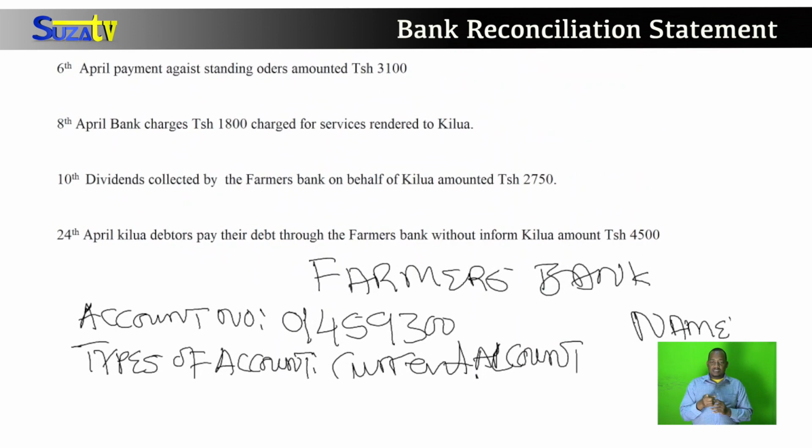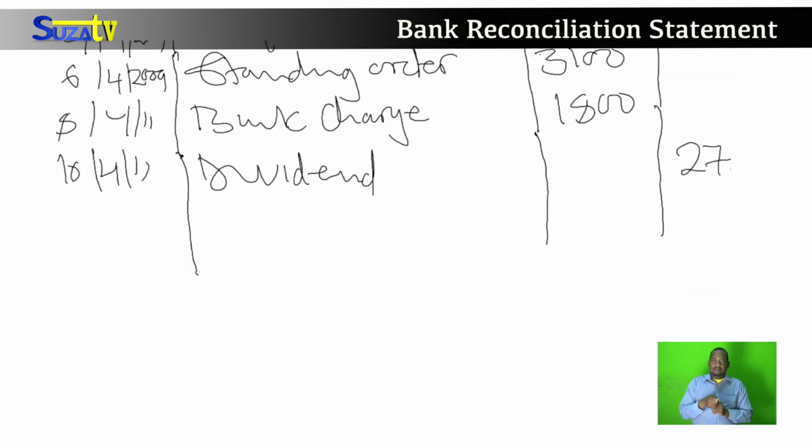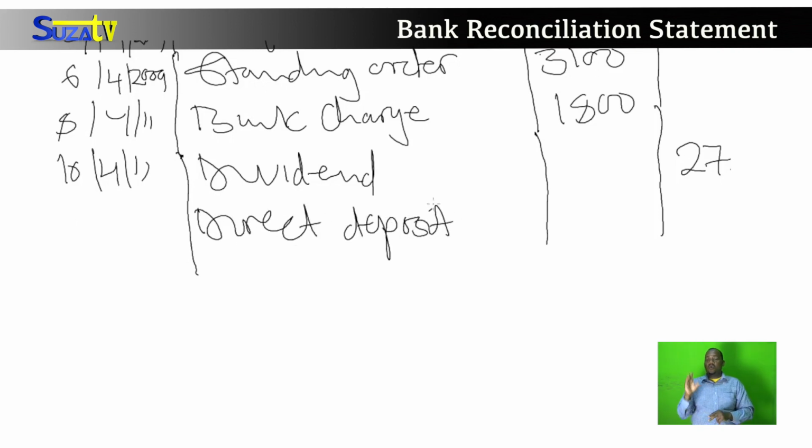Another one is April. Kiula debtors pay their debt through the Farmers Bank without informing Kiula of 4,500. Okay. This is a credit transfer or direct deposit. Direct deposit or credit transfer.